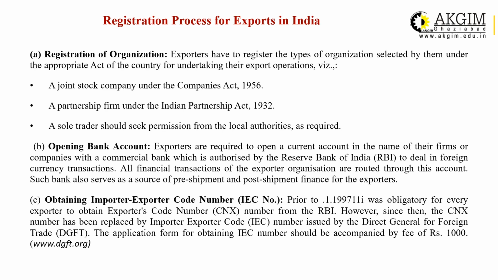of registration under different acts are required. Apart from these registrations, you need a bank account, and you need different codes. One by one we will discuss. First thing is registration of organization. That means to become an exporter, first you have to decide what type of organization you are. You can be a company, you can be a partnership firm, you can be a sole proprietor, whatever it is, you have to register yourself as a business organization.